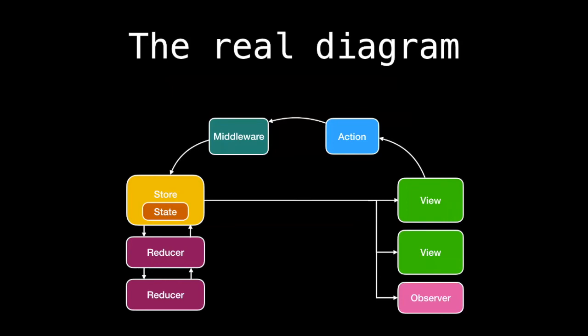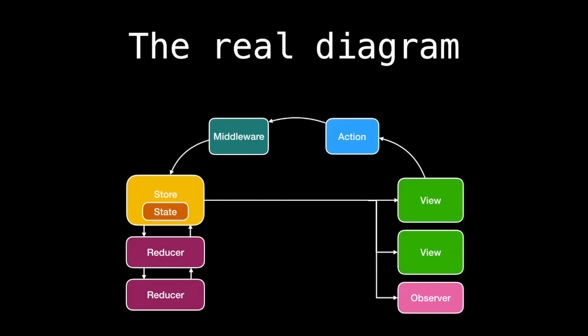If you look again at the previous diagram, it would look something like this. We have our views, view controllers, observers, it doesn't matter. They trigger an action, a user event, it doesn't matter either. We put this action through all of our middlewares and then we trigger the reducer. The reducer will provide the new state that the store will replace, and reactively notify all of our observers.